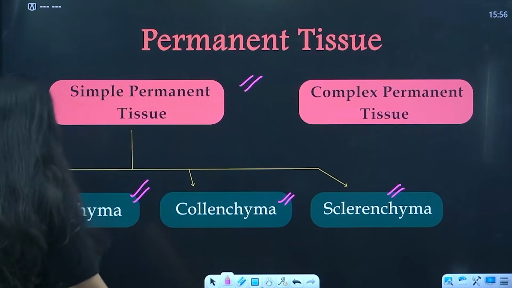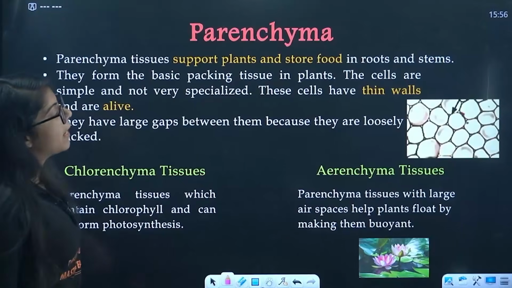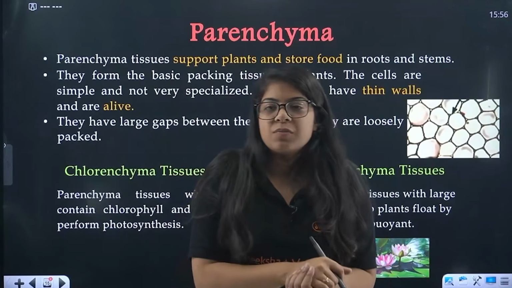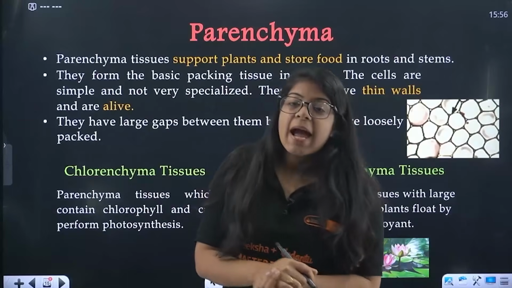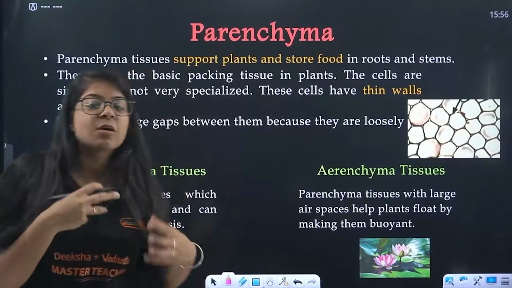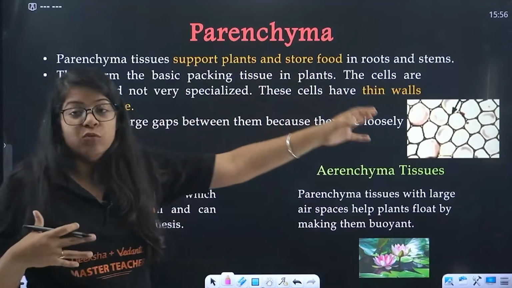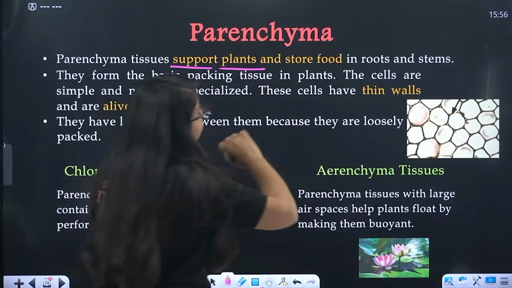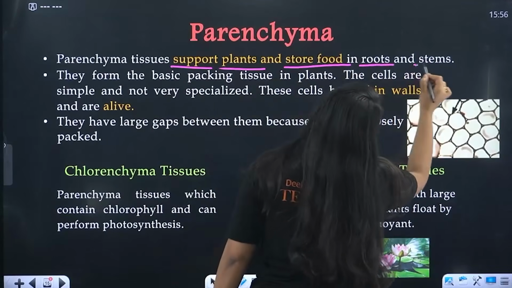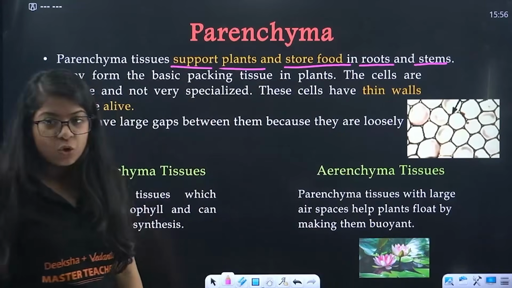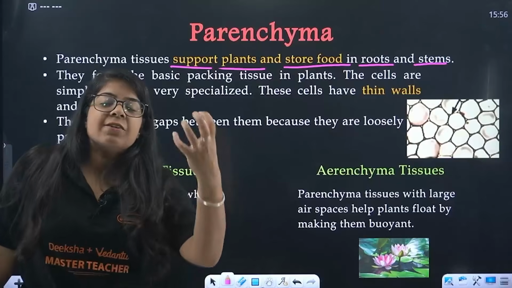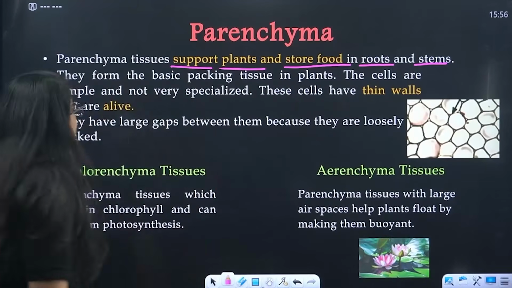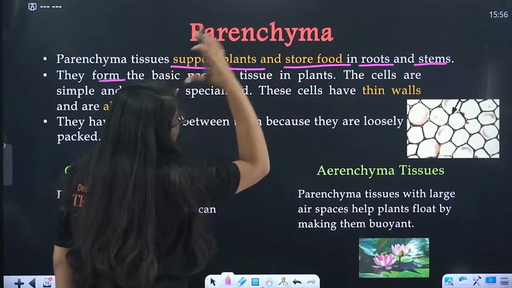Now, parenchyma. These have very thin walls, and what it basically does is it supports the plants and stores food in roots and stems. Understood? What does parenchyma do? It stores the food and supports the plant. They form the basic packing tissue in plants.